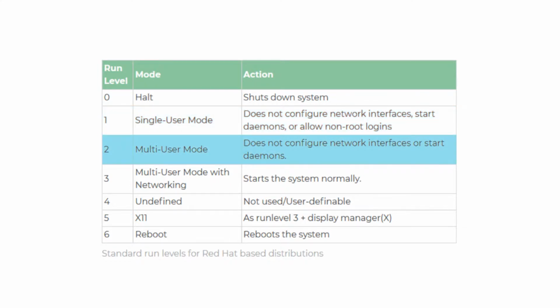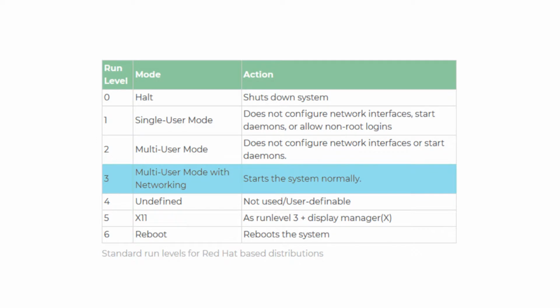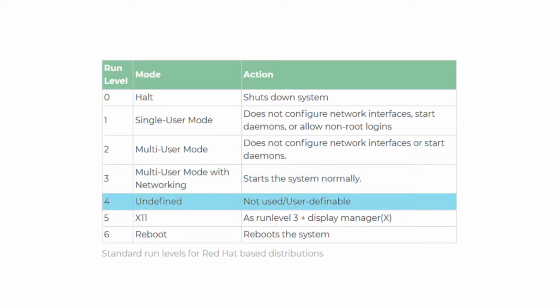Level 2 is multi-user mode, so basically the same as level 1, but it allows other users to log in as well. Level 3 is multi-user mode with networking. This is how most servers run, as it allows external communication but doesn't use a graphical user interface. Level 4 is Undefined. It's for allowing custom user run levels to be configured if there is a specific configuration that needs to be used regularly.